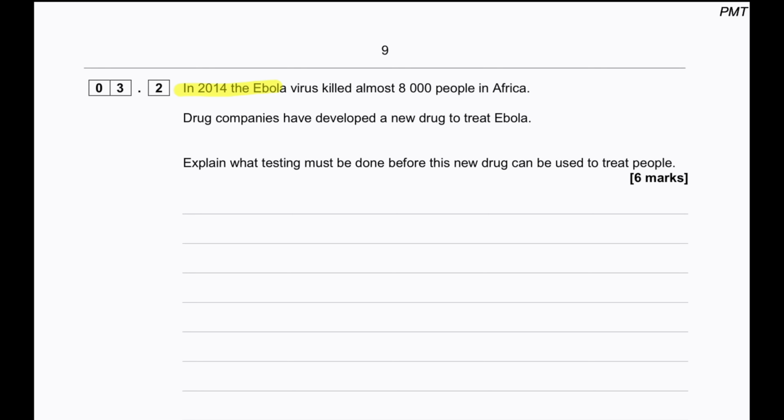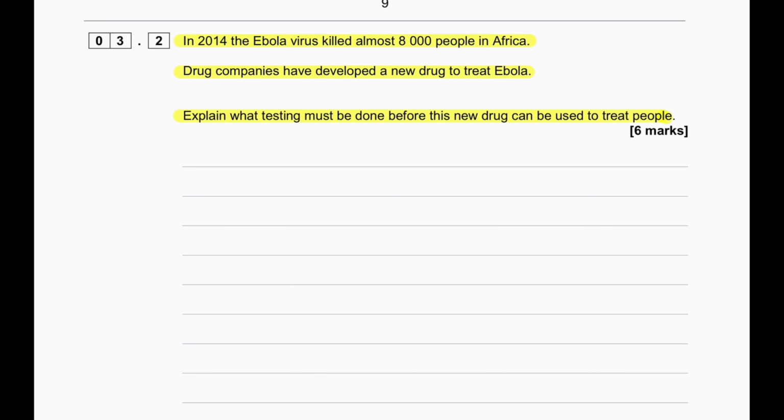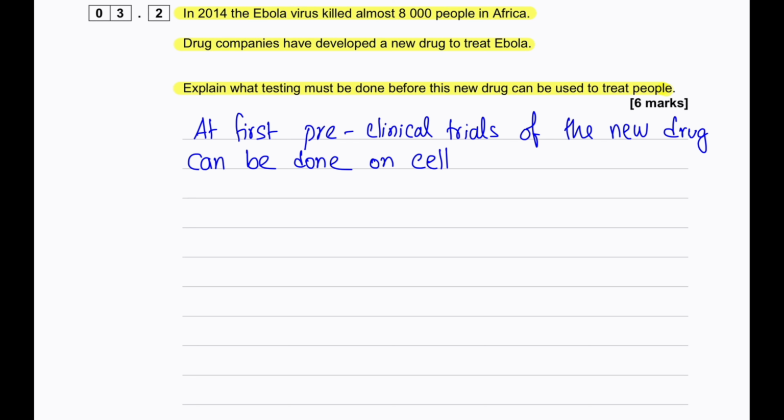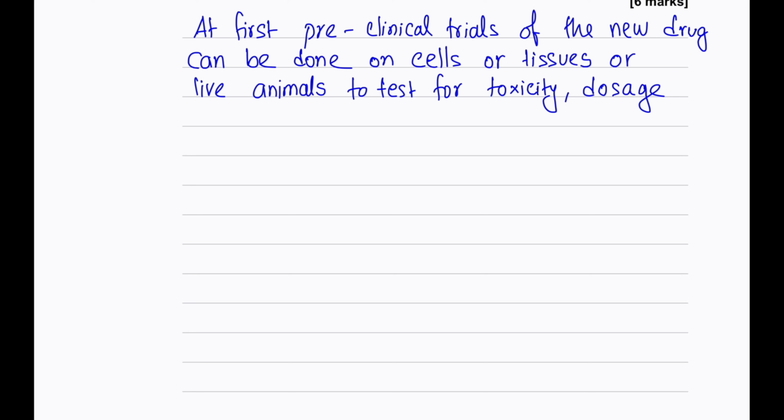In 2014, the Ebola virus killed almost 8,000 people in Africa. Drug companies have developed a new drug to treat Ebola. Explain what testing must be done before this new drug can be used to treat people. Before a drug can be used for treating people, it must go through preclinical trials. First, the preclinical trials are done on cells or tissues and live animals to test for toxicity, dosage, and efficacy.